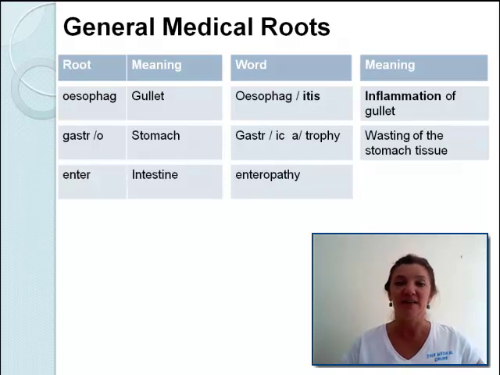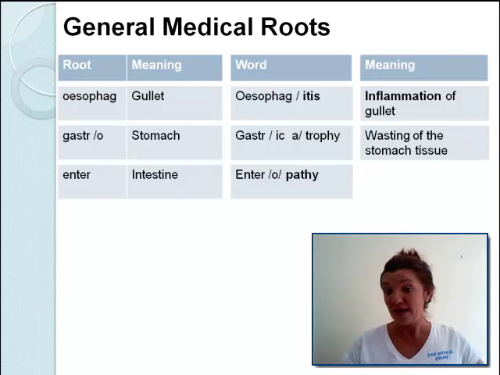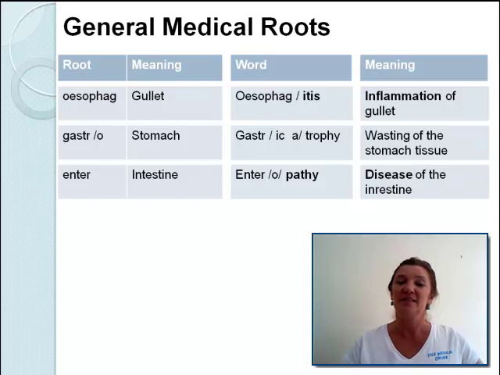Enter is intestine. You may have enteropathy. Pathy means disease, so enteropathy is disease of the intestine. Proct is rectum.